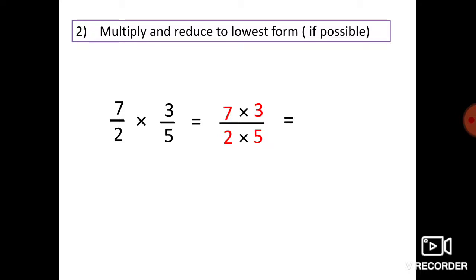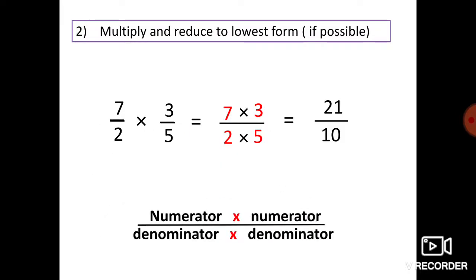Then we multiply 7 into 3, 21 by 10. 7 into 3 is 21, 2 into 5 is 10. 21 by 10. Then we check any common number in 21 and 10. No common number, so we cannot reduce to lowest form. So the answer is 21 by 10. We just multiply numerator into numerator by denominator into denominator. This is the method. This is much easier than addition and subtraction.